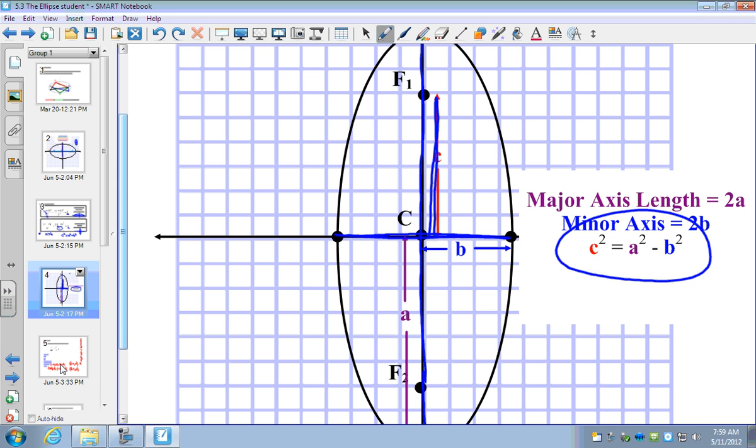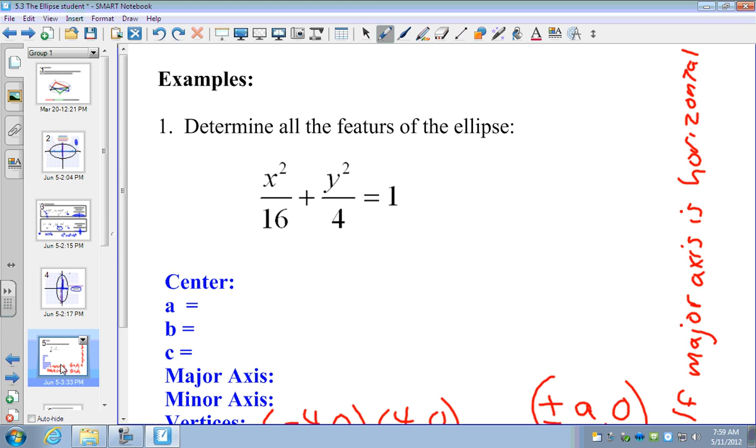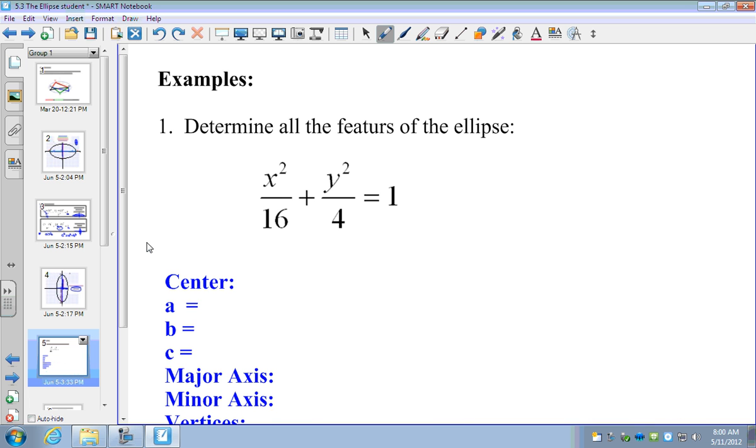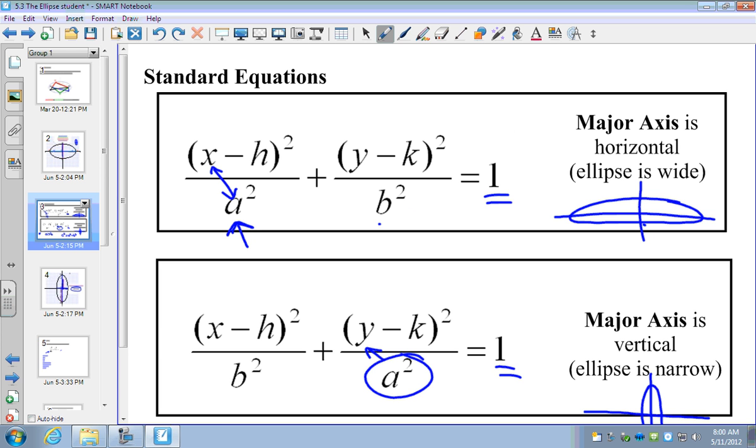Let's try some problems here. Okay, so determine all the features of this ellipse: x squared over 16 plus y squared over 4 is equal to 1. First of all, we can tell this is an ellipse. We have x squared and y squared, and it equals 1. The bigger number is under the x squared, so this must mean that the major axis is horizontal.